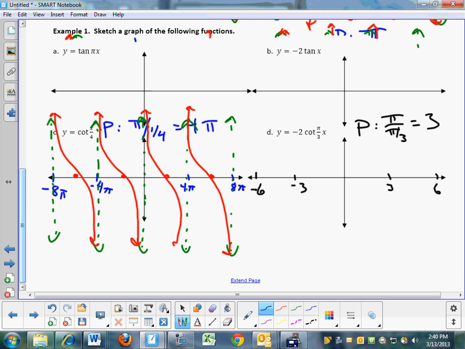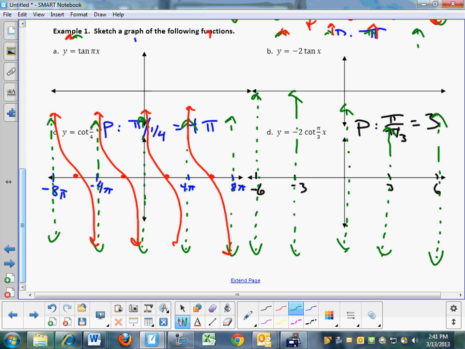Do I put lines through the period or zeros on the period? Lines, because it's cotangent. Lines. Lines. And it's equal to 0 halfway in between. Does this one start at the top and finish at the bottom, or start at the bottom and finish at the top? Why? The negative flips it from its normal position.